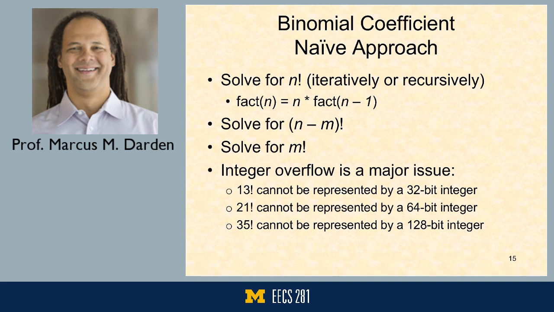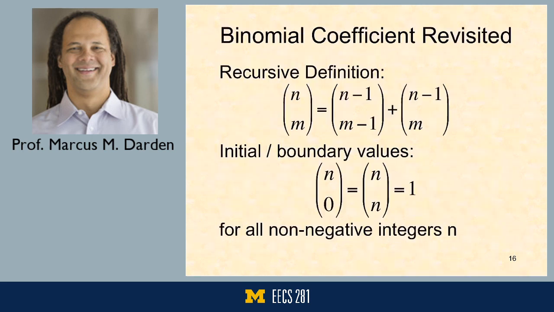So, for instance, how do you count poker hands? Well, there's 52 cards and you choose 5 of them. So that would be 52 choose 5. I would have to calculate 52 factorial, which, as this slide demonstrates, I can't store in any reasonable data type. So there's got to be a better way.